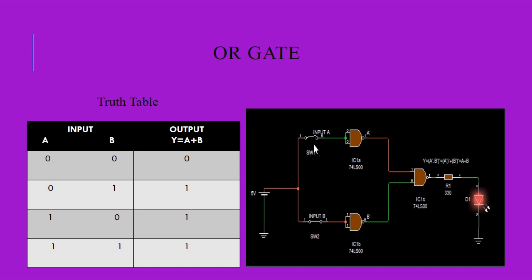Okay. Third condition, when input B is 0, switch 2 is open, and input A is 1, that means switch 1 is closed. That means the third condition, the 1 0 condition. Input A is 1, input B is 0. So here we get 0 output, here we get 1 output. So from here we get 1 output. So the LED will be in glowing condition or on condition.